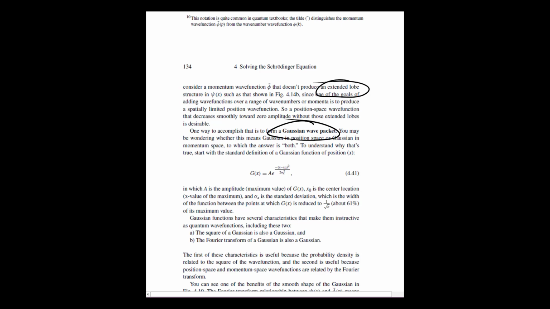So does that mean Gaussian in position space or Gaussian in momentum space? Good news is it's Gaussian in both. And you can understand that by starting with the expression of a Gaussian, which has some amplitude, capital A. This term is the distance from the center of the Gaussian function, which is at x0, and sigma sub x is the standard deviation, which is the half-width of the function at about the 1 over the square root of e points. That is about 61% of the way down from the maximum value.